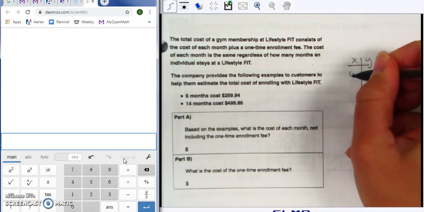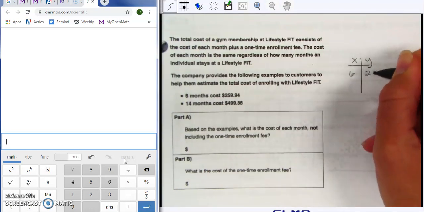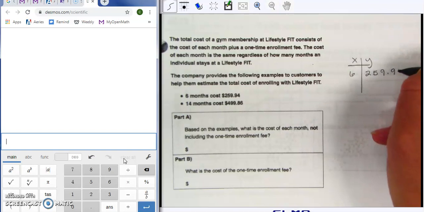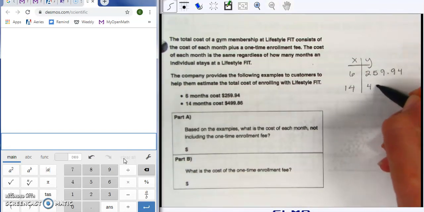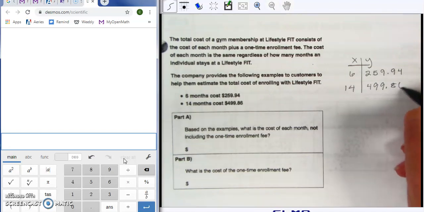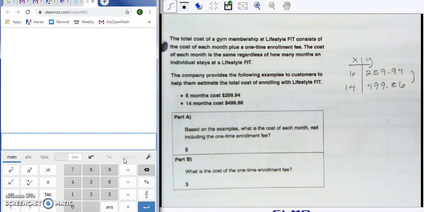So for 6 months, the total cost was $259.94. For 14 months, it was $499.86. Because of course they couldn't use pretty numbers. They had to use these decimals, but that's okay. We got a calculator, no issue.